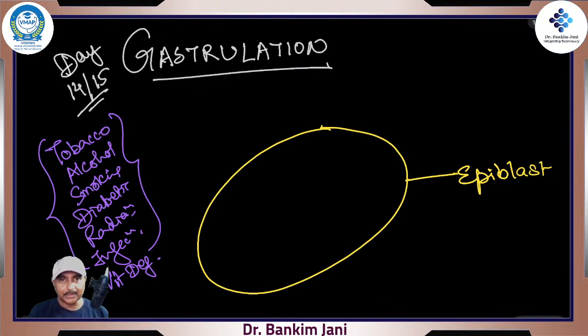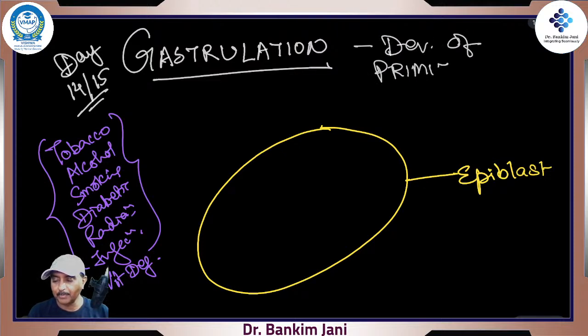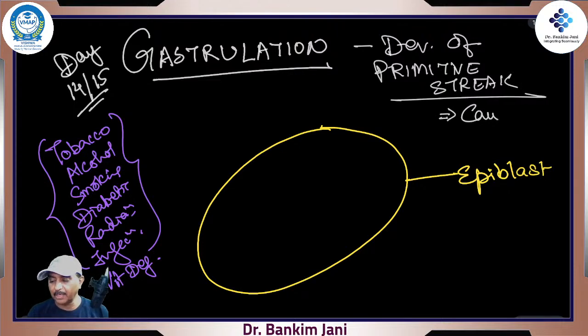So remember, gastrulation is the development of the primitive streak. Remember this word, primitive streak. Importance of the primitive streak: one, it develops at the caudal half. It will indicate which side is up, which side is down, which side is dorsal, which side is ventral. All those things are from this point. Okay, so let's draw this, and then there is development of this.